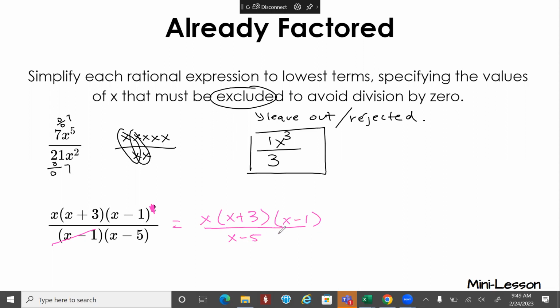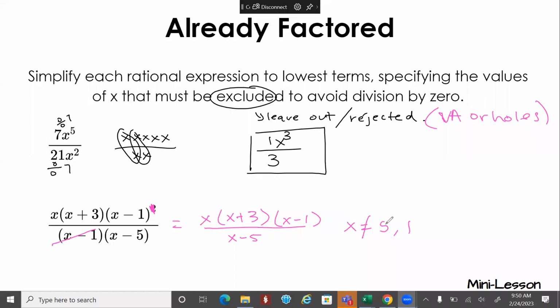Here's the new part, the excluded values. Excluded values are going to be anything that's in the denominator or anything that you canceled out. So that's going to be like your holes and your vertical asymptotes, right? So x cannot be 5 nor 1. So remember, excluded values are going to be your vertical asymptotes or holes. You got to state those at the end.